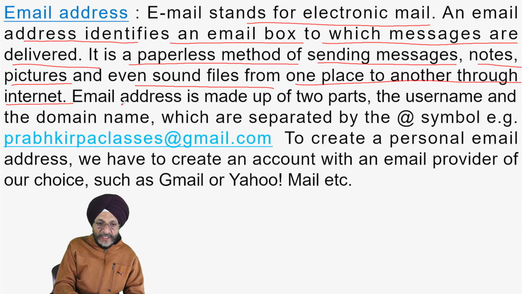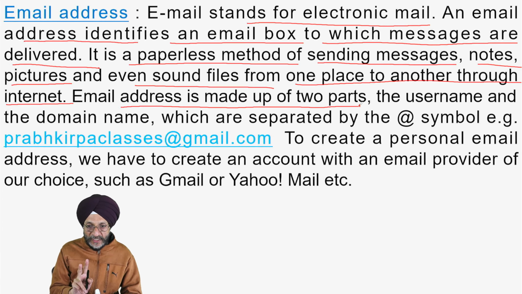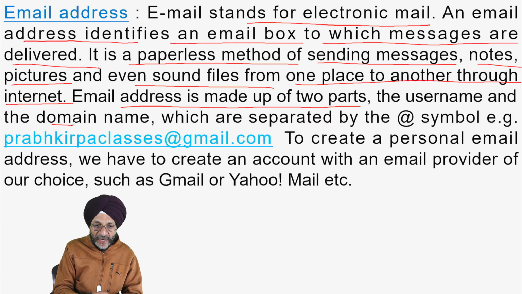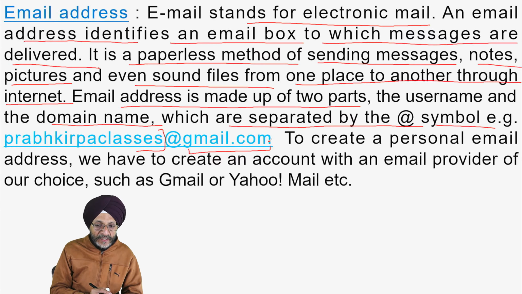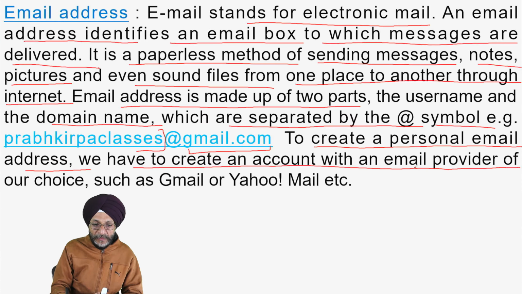An email address is made up of two parts. One is the username and the other is the domain name, which are separated by the at the rate symbol. In this case, Prab Kirpa Classes is the username and gmail.com is the domain name. To create a personal email address, we have to create an account with an email provider of our choice, such as Gmail or yahoomail.com.